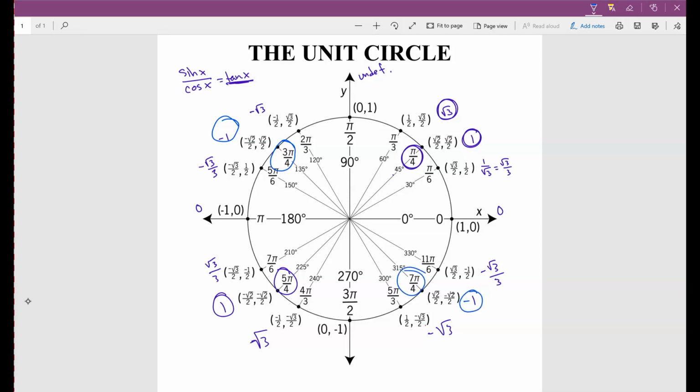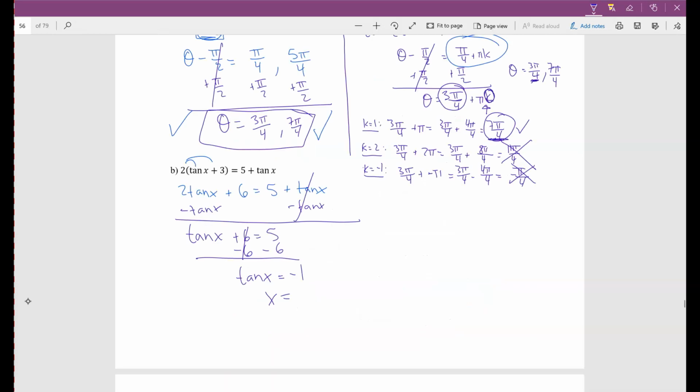So 3 pi over 4 and 7 pi over 4 are basically my answers. These are going to be my solutions because I only want from the interval from 0 to 2 pi. So I don't need to add plus 2 pi k.